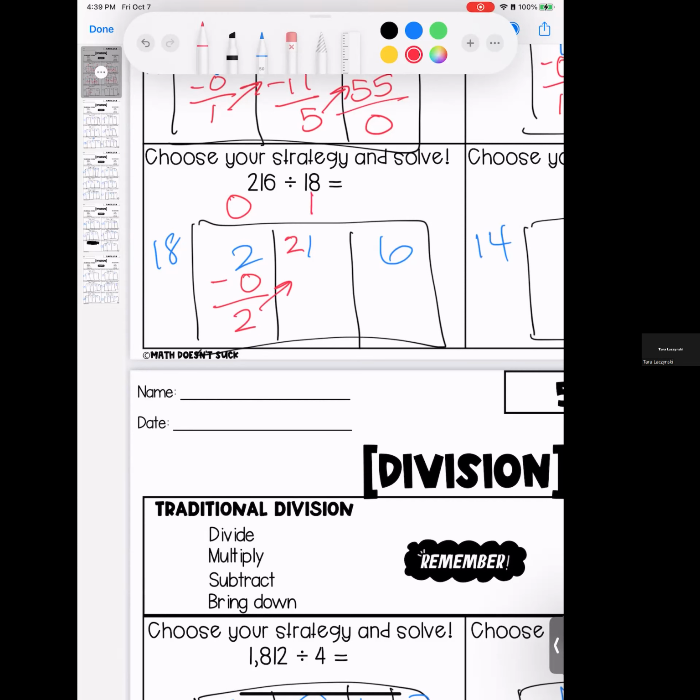18 goes into 21 one time. 21 take away 18 is 3. Slide it next door. 18 goes into 36 2 times. 2 times 18 is 36 on the nose. My answer is 12 with no remainder.